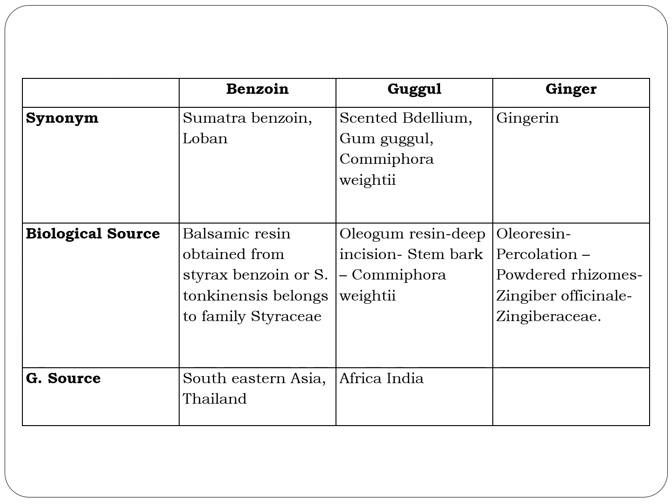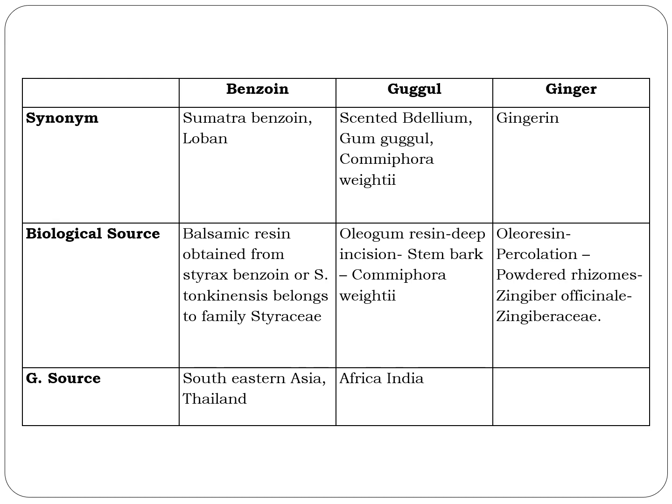So here are the drugs. The benzoin is commonly called Sumatra benzoin or Loban. It is a balsamic resin which is obtained from Styrax benzoin or Styrax tonkinensis, belonging to the family Styraceae, and it is widely distributed in Southeast Asia and Thailand.